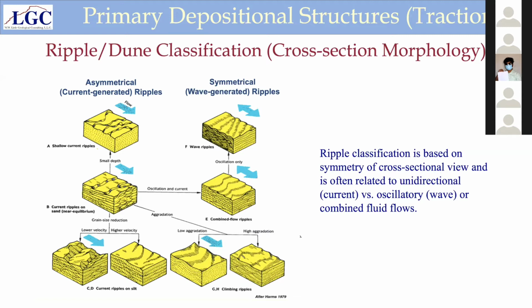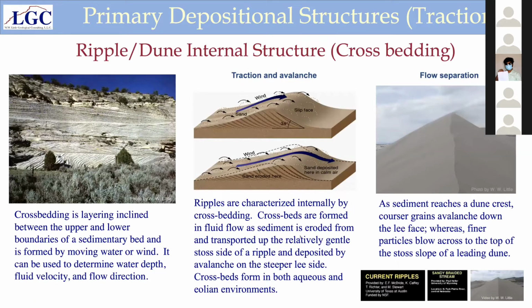Okay, so the internal structure of these features is what we call cross-bedding. Cross-bedding refers to sedimentary structures that have an inclination between the top of the bed and the bottom of the bed. So the top of the bed will be relatively flat, the bottom of the bed will be relatively flat, and the laminations between those two surfaces will be inclined in a particular direction, and that direction can be used to interpret the direction of fluid flow.